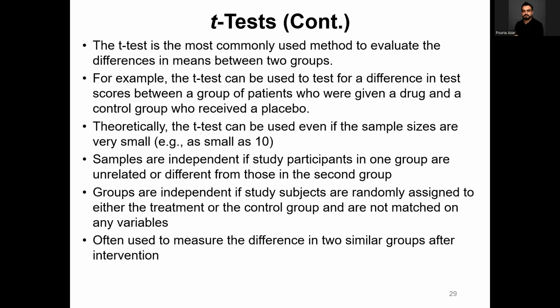So for example, the t-test can be used to test for a difference in test scores between a group of patients who were given a drug and a control group who received a placebo. In that case, we will use an independent t-test because I have two independent groups and I want to compare the mean value of test scores between those two groups.